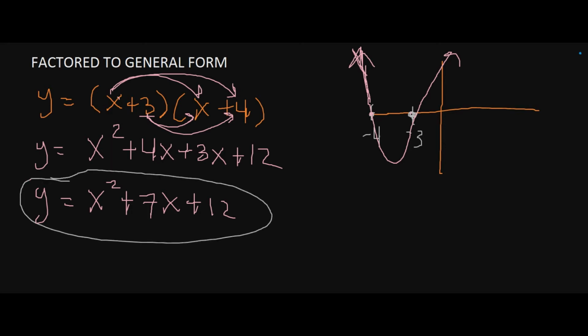All right. Well, you might be asking, what does general form tell us about the function's graph? Well, it actually tells us this 12 right here tells us the y-intercept. It tells us right here, the y-intercept, that this would be 12. That's where it would intersect. All right, so that's one way we go from factor to general.